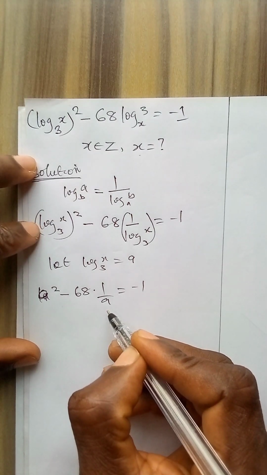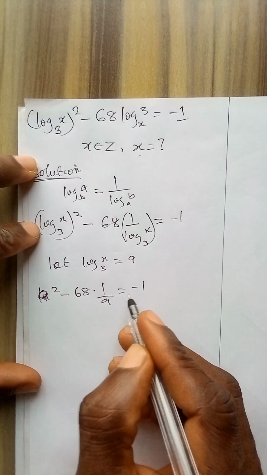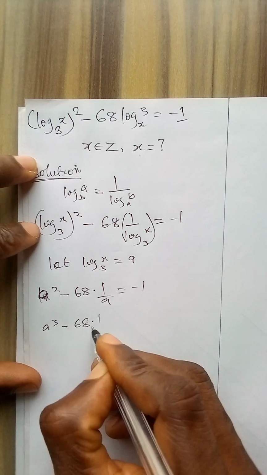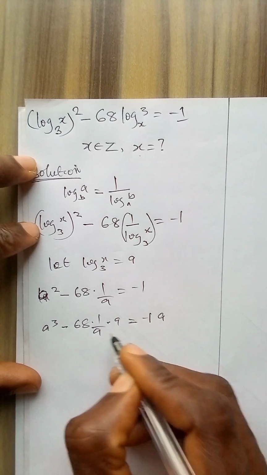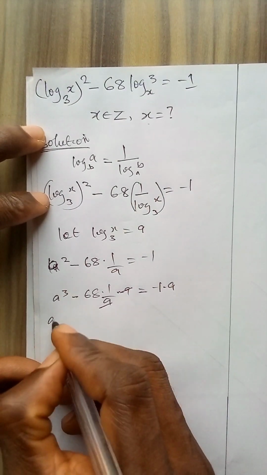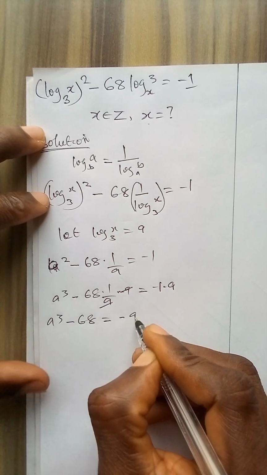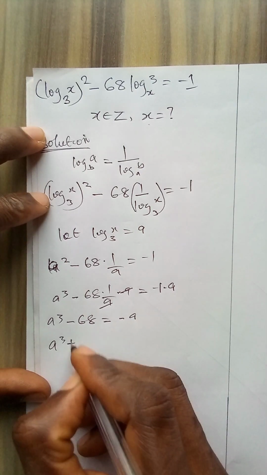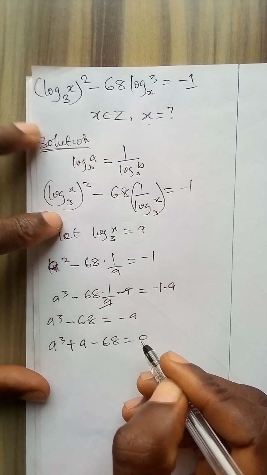To clear this fraction, we will now have to multiply through by a. So if you multiply through by a, here becomes a cubed minus 68 times 1 over a times a equals minus 1 times a. This and this will cancel out, remaining a to power 3 minus 68 is equal to minus a. Let's now move this term to the left hand side: a cubed plus a minus 68 is equal to 0.